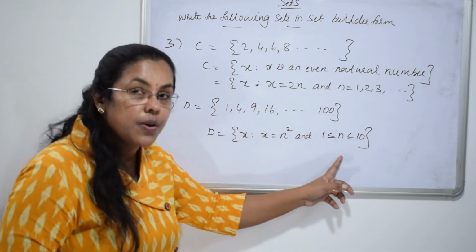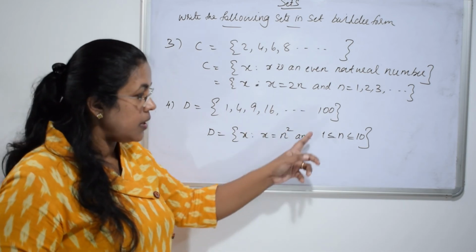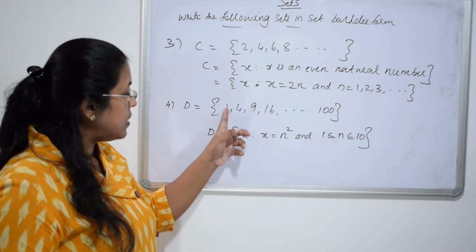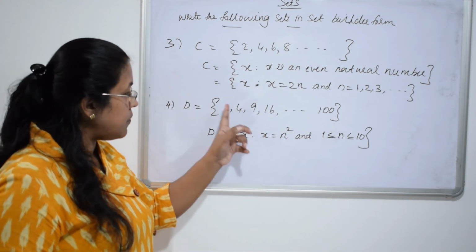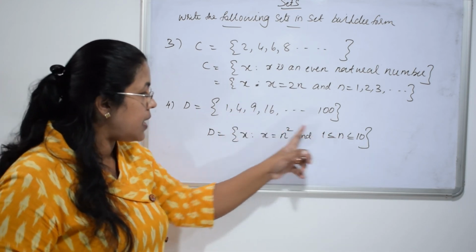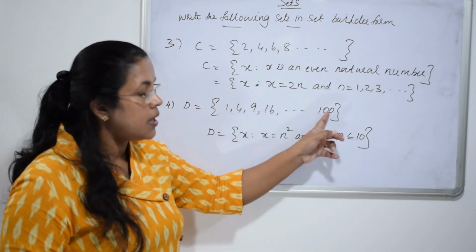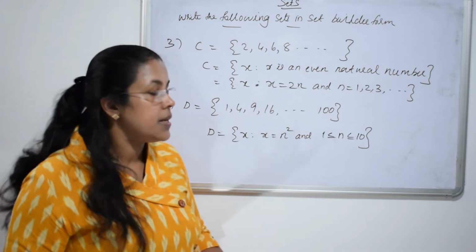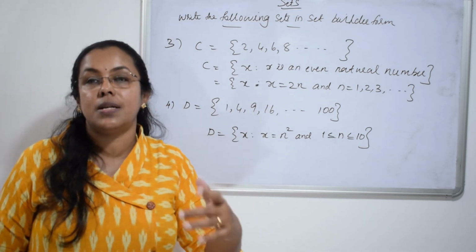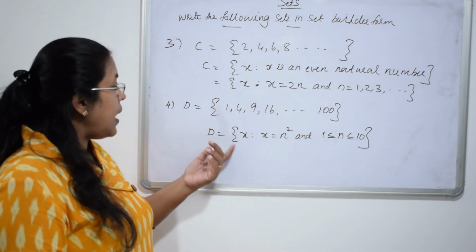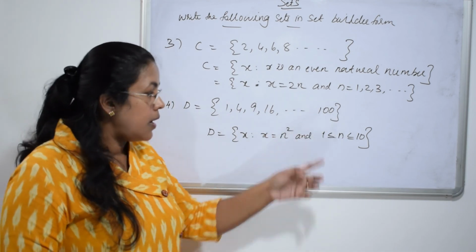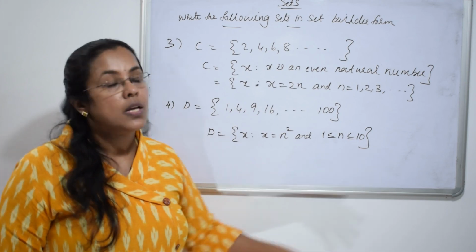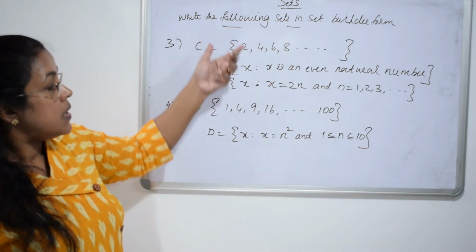So we can write it in this way also. X is equal to n square and 1 less than or equal to n less than or equal to 10. 1 square, 2 square, put the value of n as 1, 1 square, n as 2, 2 square, n as 3, 3 square, so on. 10 square is 100. So we can write in both ways. X such that x is the square of a natural number less than 101, or x such that x is equal to n square and 1 less than or equal to n less than or equal to 10. Both the methods are right. In this way we can write set builder form.